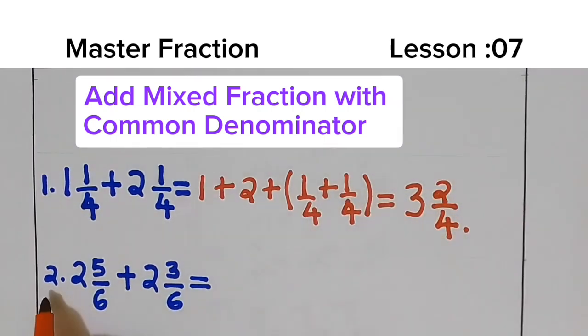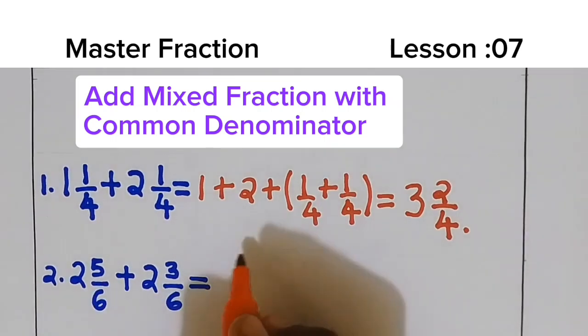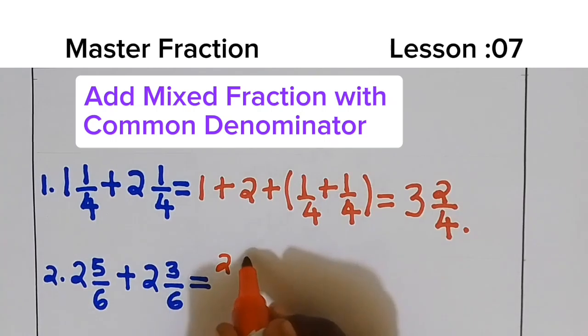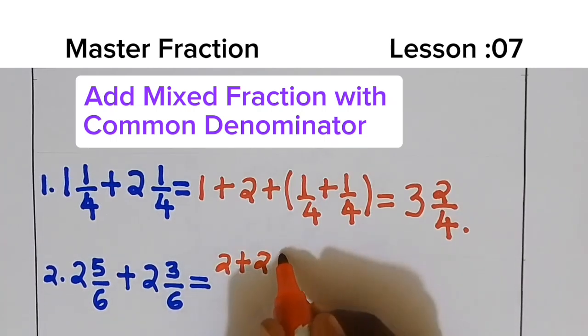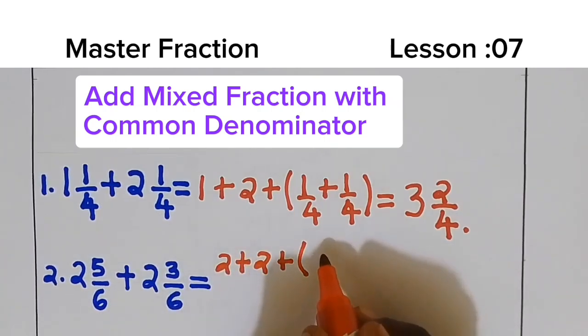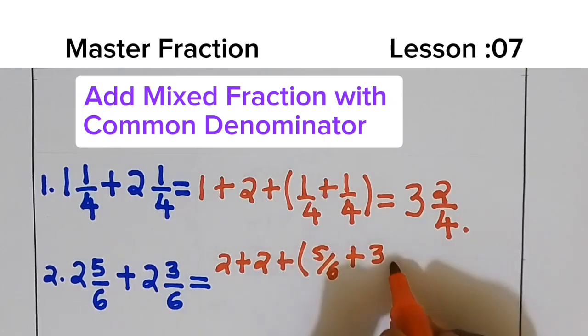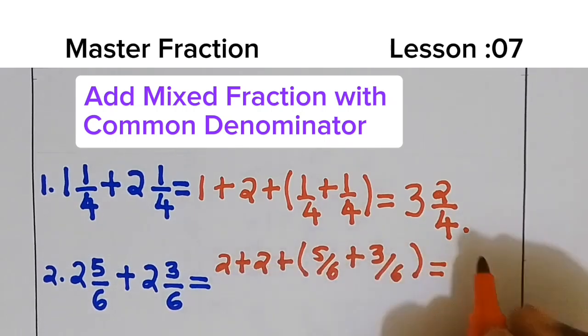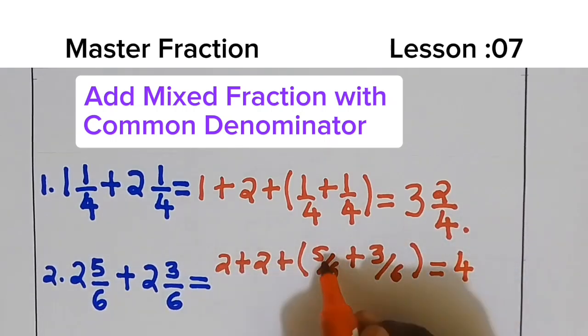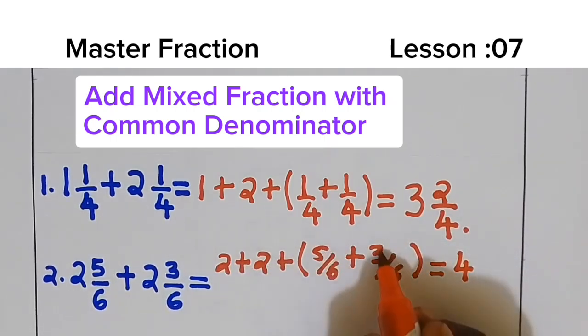Question number 2, we have 2 5/6 plus 2 3/6. We'll take the whole number plus the whole number and the fraction with the fraction. That is 2 plus 2, plus the fraction part, which is 5 over 6 plus 3 over 6. It will give us 2 plus 2, 4. 5 over 6 plus 3 over 6.